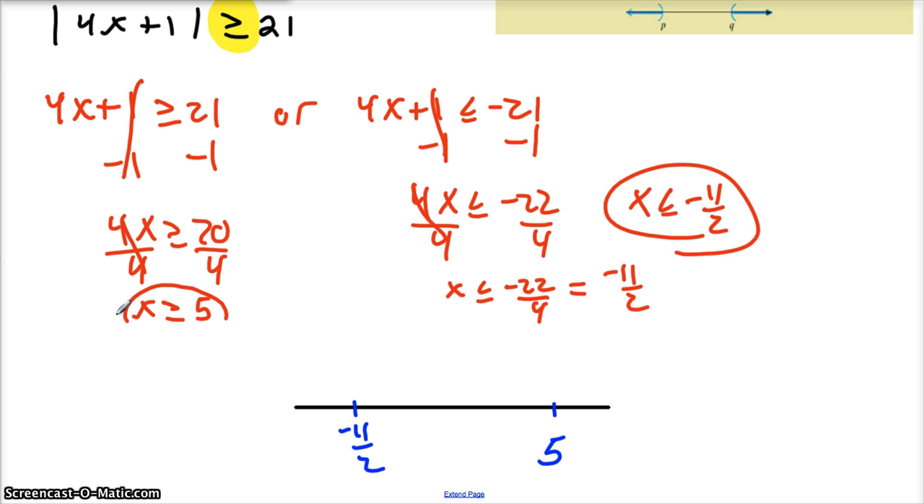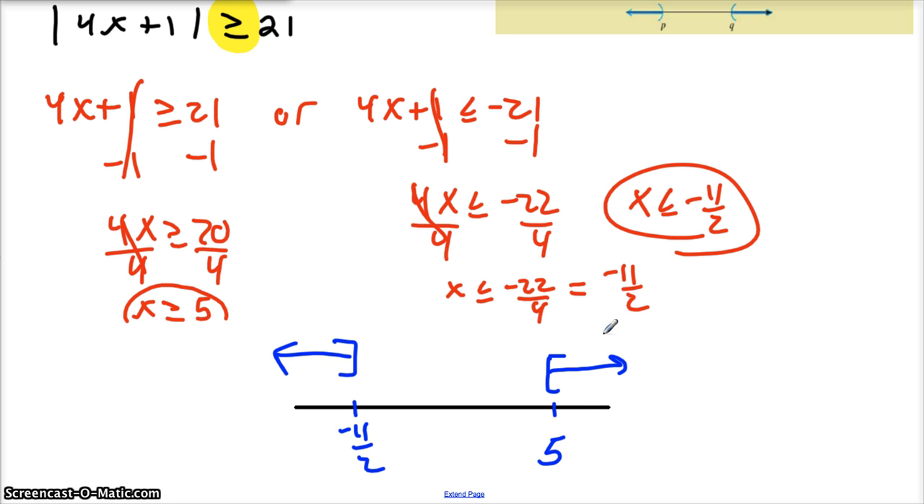Let's see if this makes sense. This right here is x is greater than or equal to 5. Numbers greater than 5 go to the right, so I'm going to put a bracket and go to the right. Notice I'm using a bracket because it has a line underneath it. Then negative 11 over 2: x is less than or equal to negative 11 over 2, so I have to go to the left because that's less than.